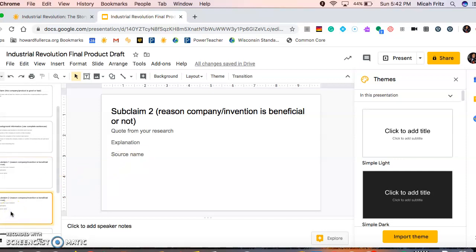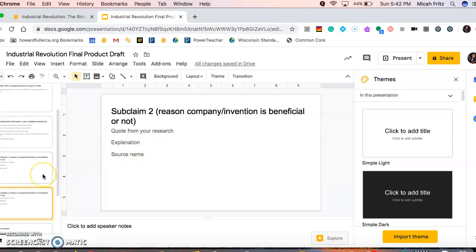You're going to copy this again or do the same thing for subclaim 2, but this is just going to back up your second reason, okay? So if you're saying McDonald's doesn't pay their employees well and their food's not healthy, we want a quote from the research that we did that shows that McDonald's is not healthy food, okay? And then plus your explanation and the source that you got your information from.